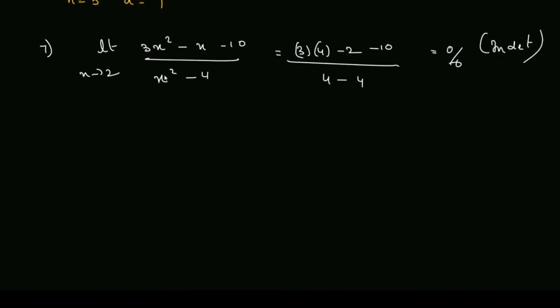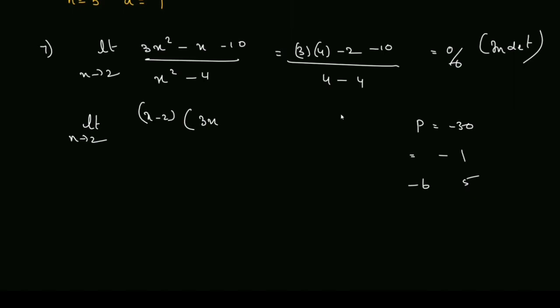So now what should we do? We have to factorize. Second step is factorize. If you cannot factorize, then only you go to the formula. So you can easily factorize this. 3x square minus x minus 10. The product is minus 30. Sum is minus 1. So minus 6 and 5. So by 3, what will give you? Limit x tends to 2, x minus 2 and 3x plus 5.